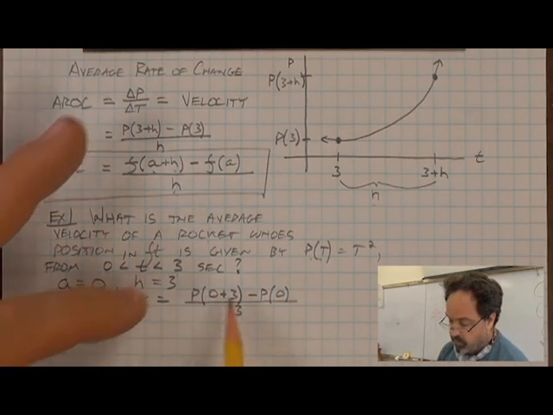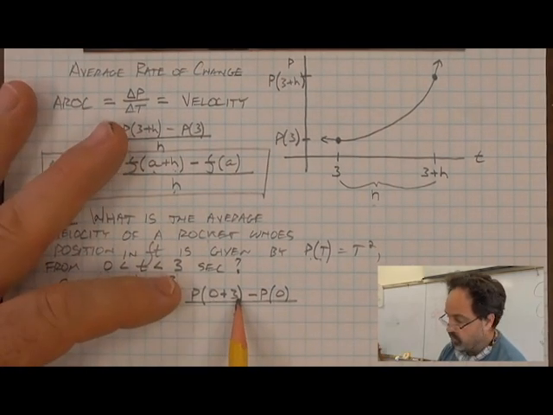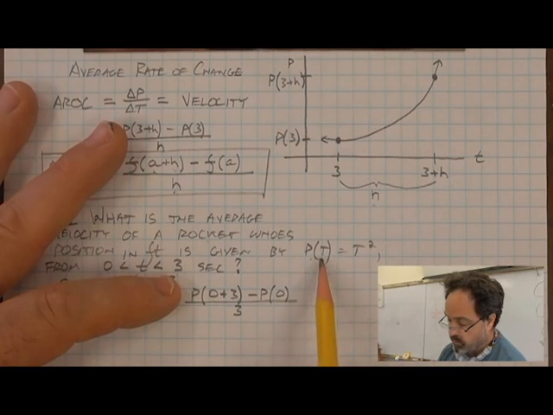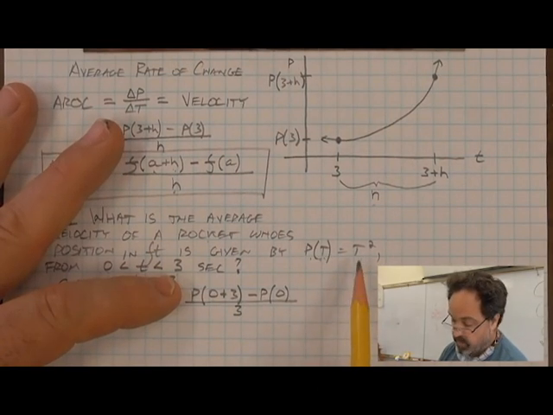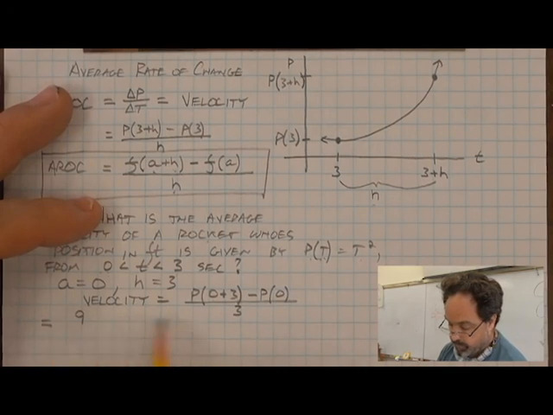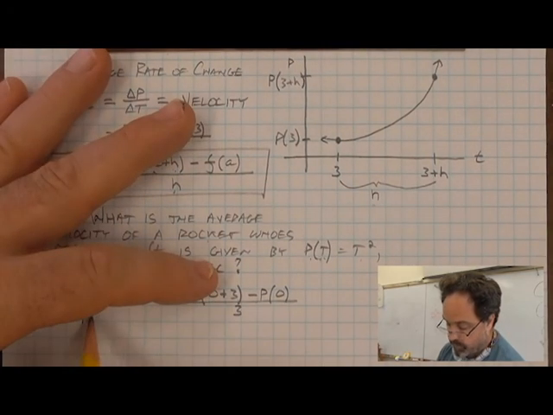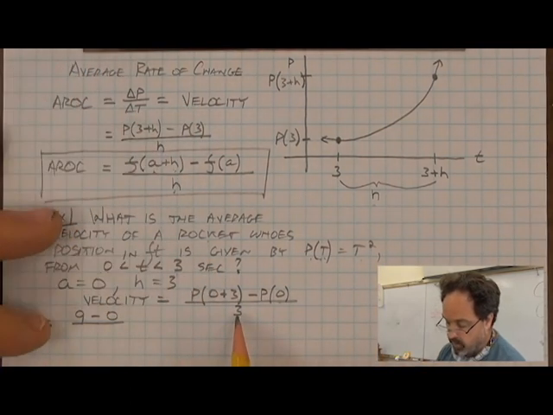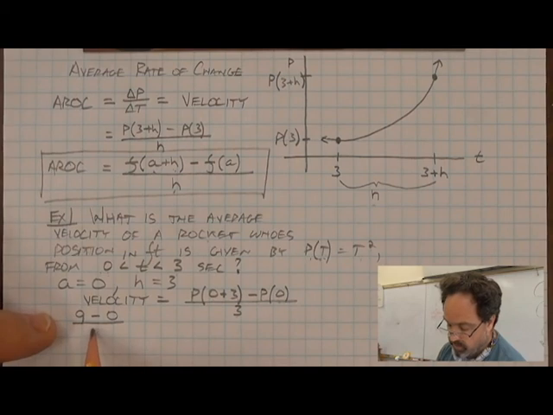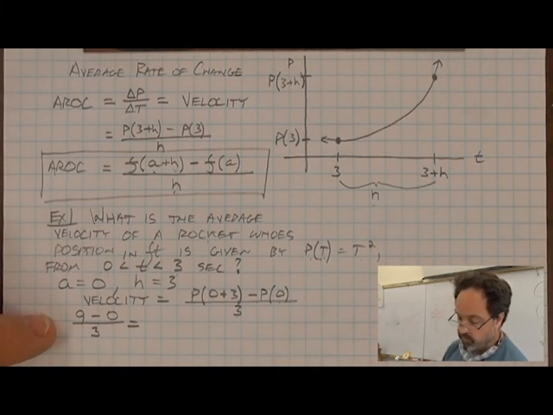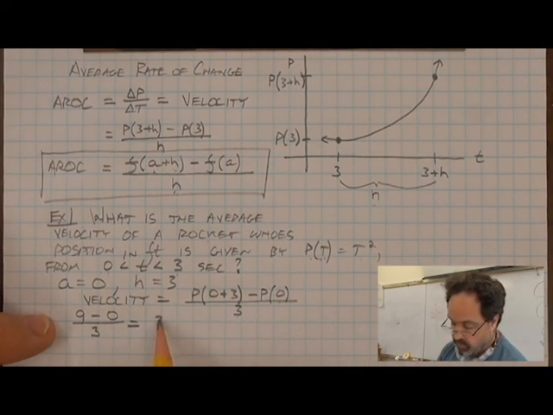The p function evaluated at 0 plus 3 is the same thing as putting 3 in for t into our p function, and 3 squared is 9. Minus the p function evaluated at 0, 0 squared is 0. And we're going to divide by h, the amount of change in time, which is 3. Simplifying this, 9 minus 0 is 9, divided by 3 is 3.